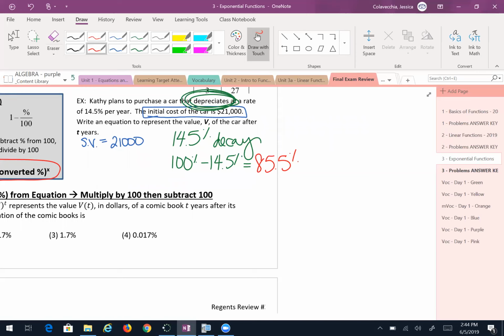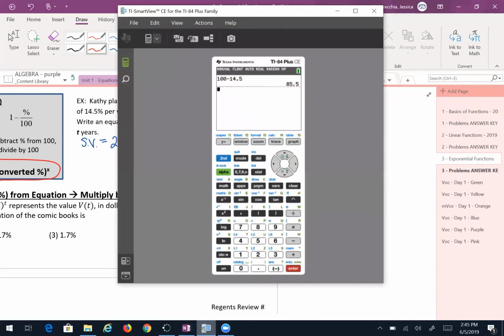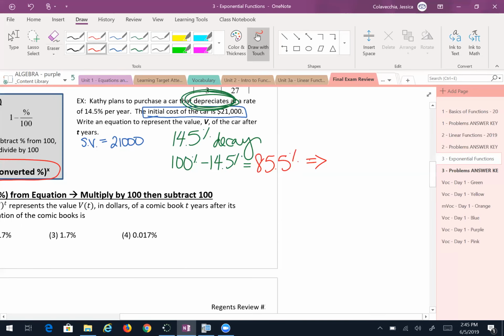Divided by 100. Yes, we have to convert it into the decimal. Don't get confused because this does have a decimal in it. Just because it has 0.5, remember, it's got the percent symbol. So this is a percent, and we want it in decimal form. So we can take that number and divide it by 100. And we get 0.855.